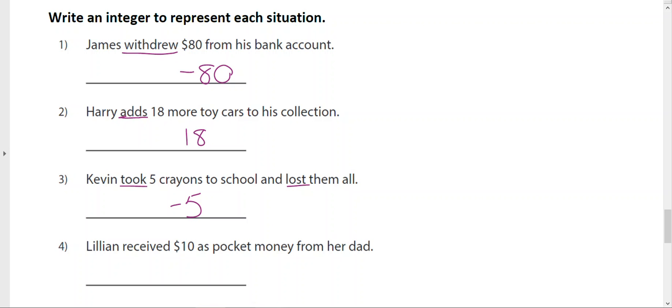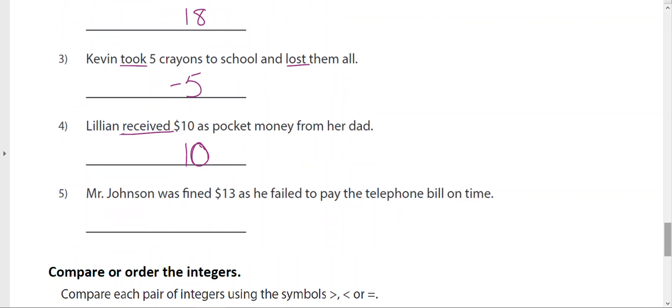Lillian received $10 as pocket money from her dad. Received is to give or to get, I guess. So it'd be 10. And then the last one, Mr. Johnson was fined $13 as he failed to pay the telephone bill on time. So because he was fined, that is a -13.